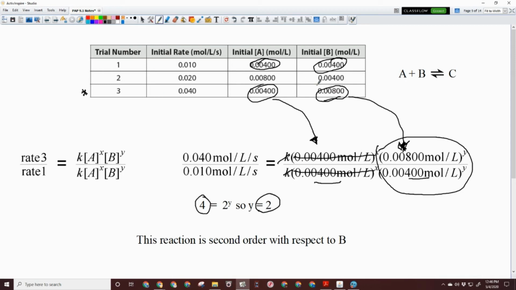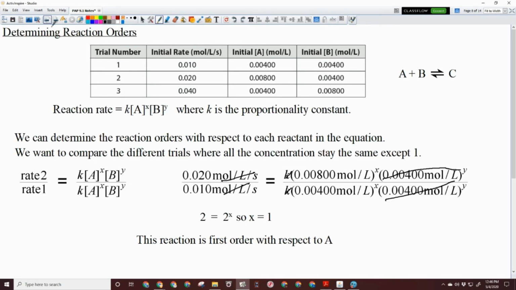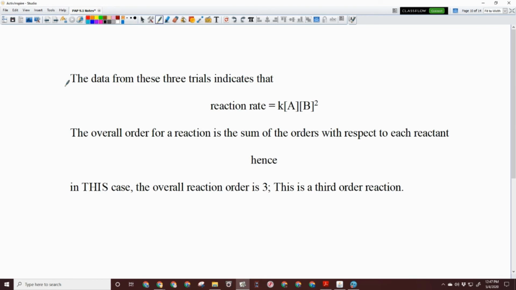So in this reaction with respect to B, the concentration of B, this is a second order reaction because we got a 2 there. If we take information from comparing 1 and 2 and information comparing 2 and 3, we're going to come up with the rate law for this reaction. It's the proportionality constant, A, it was a first order reaction. So we really have a 1 there, but we don't write 1s.